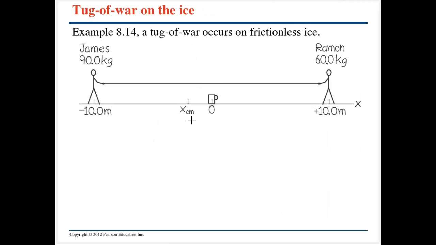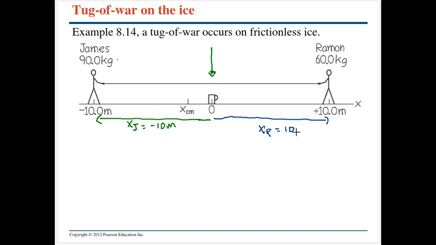Just a really quick calculation of center of mass, considering a tug of war on frictionless ice, and I'm defining here my 0 point to be the coffee mug. So here I have James weighing 90 kilograms, and his position is going to be negative 10 meters. And over here, on this side, I'm going to have Raymond, and he's going to have a position of 10 meters. I'm asking what is the center of mass of this tug-of-war system, and the rope is, of course, massless.